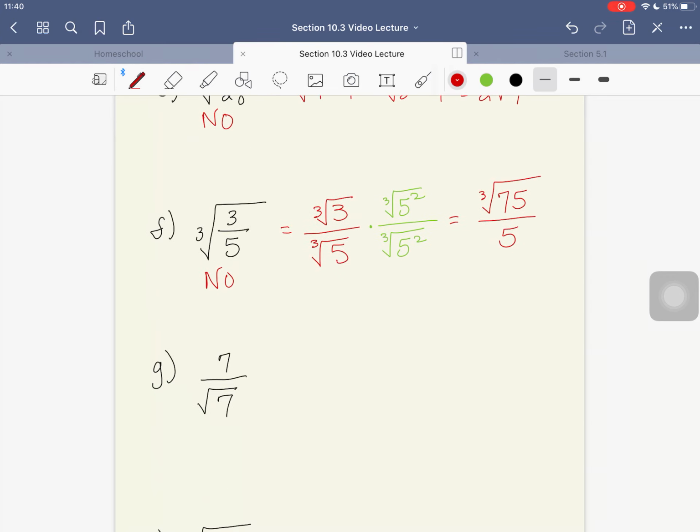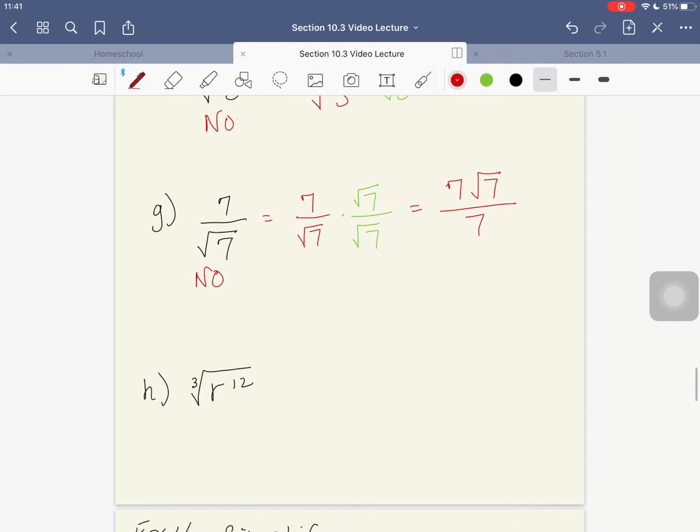Part G, of course, this is not in simplest form because we have a radical in the denominator. So we would need to rationalize this, 7 over the square root of 7, and I would multiply it by the square root of 7 over the square root of 7. So this is equal to 7 square root of 7 over 7. So this one is not simplified, but I just showed you how you would simplify it.